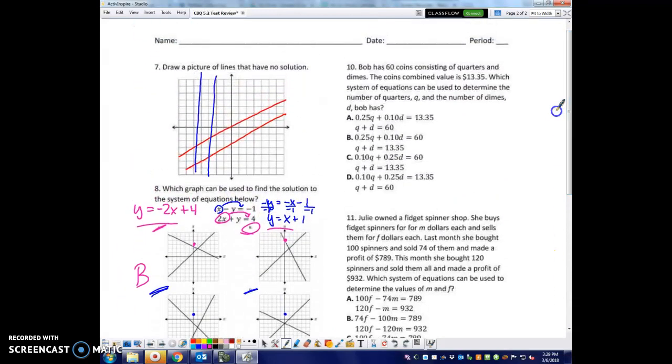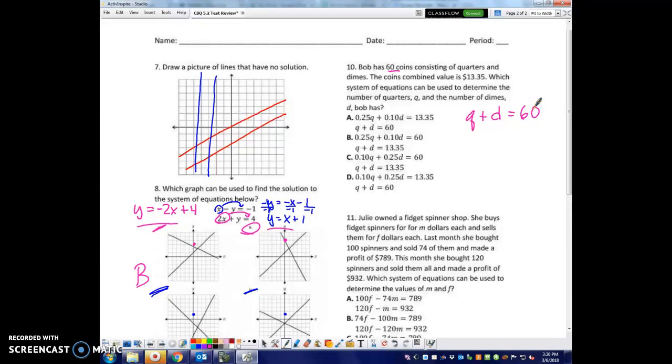Okay, number 10. Bob has 60 coins consisting of quarters and dimes. Okay, so we're dealing with quarters and dimes. The coins' combined value is $13.35. Which system of equations can be used to determine the number of quarters and the number of dimes Bob has? So we know he has a total of 60 coins, right? So that means all the quarters plus all the dimes will give him 60.